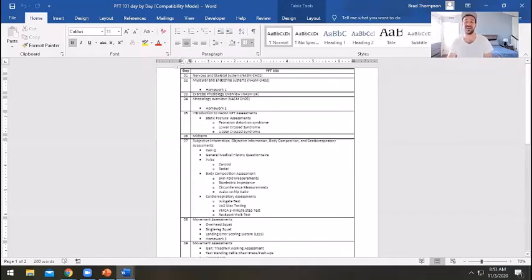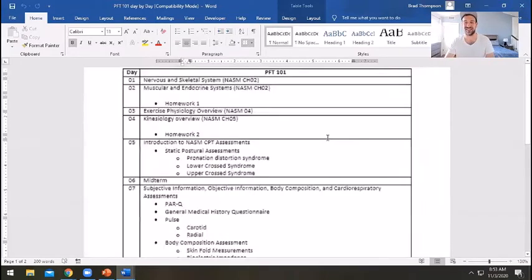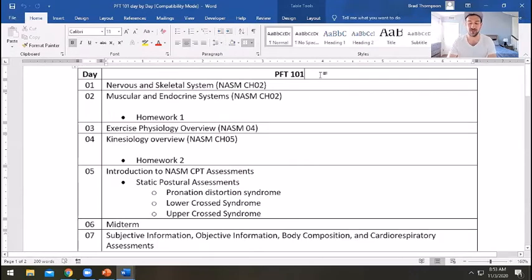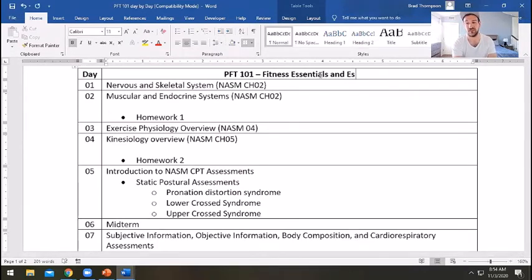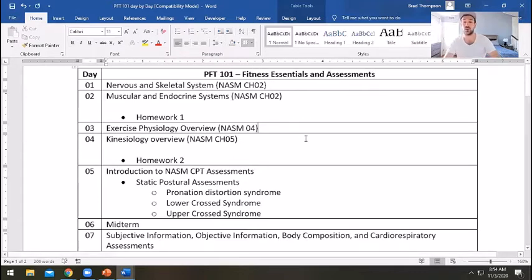All right, so today we're looking at PFT 101, right? So here's our day by day. PFT 101 is going to be fitness essentials and assessments, right? This is where we are going to be looking at all of the different fitness assessments in your overall NASM textbook. We'll talk about a few extra ones as well, because we are going into PFT 102 in this module.